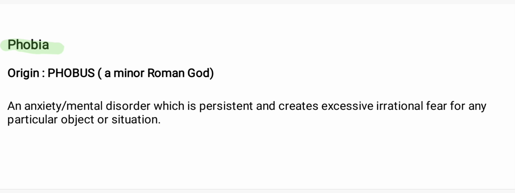Let's start. The first one is pedophobia. The term pedophobia is fear of children or infants. The term pedo implies children. We may know the term pediatrician, which means a medical practitioner who specializes in children or infants. So pedophobia is fear of children.